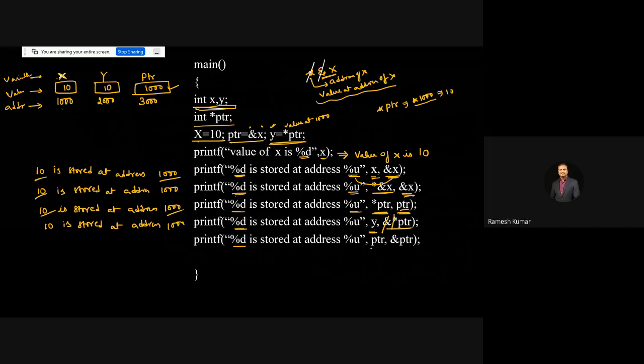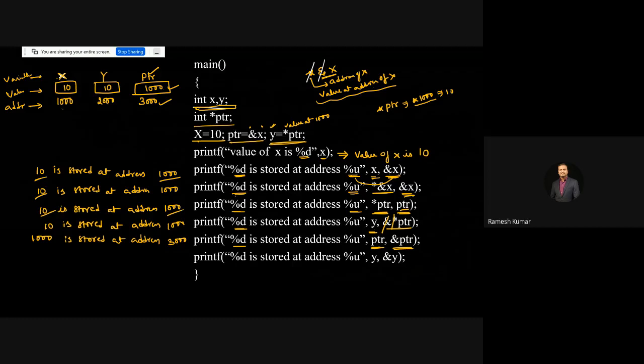This percentile d is for ptr. What is there in the ptr? 1000. Here you are getting some different output. 1000 is stored at address ampersand ptr. What is ampersand ptr? Ptr is this. Ampersand ptr says the address of that ptr variable. That is 3000. So here you are going to get 3000. Fine. So 1000 is stored at 3000 location.